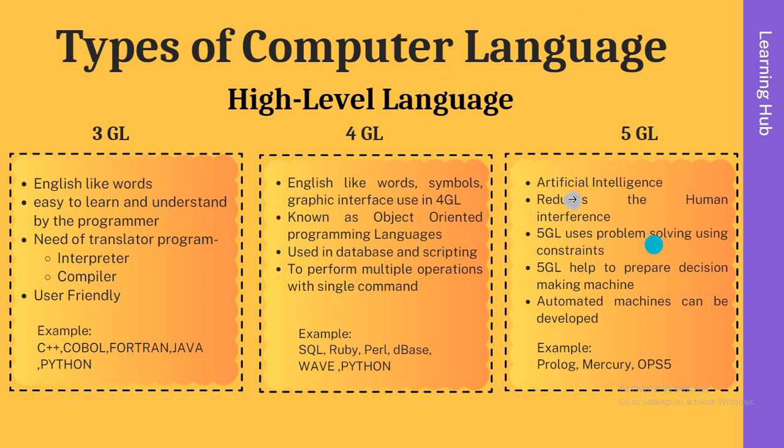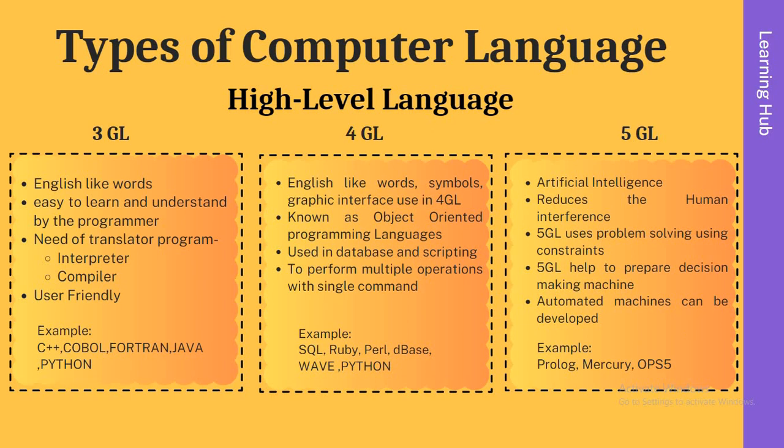Now come to the 5GL. 5GL is AI based, artificial intelligence, which reduces human interference. Now human being interference is not required. 5GL uses problem solving using constraints. Some examples in 5GL are robots.